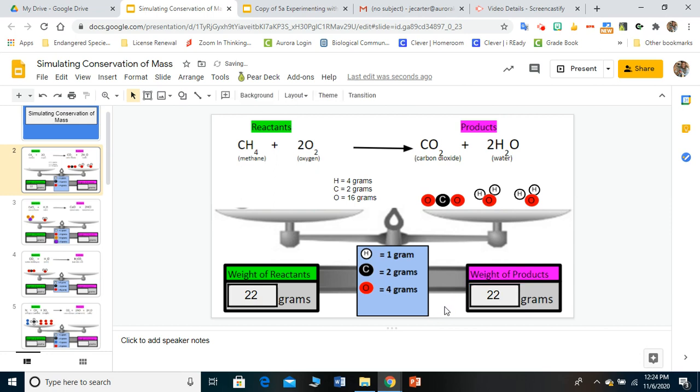Which makes sense because the mass of my reactant should weigh the same as the mass or weight of my products because they're the same atoms, just arranged differently as new molecules. And then once you finish that, you would go on to the next slide.